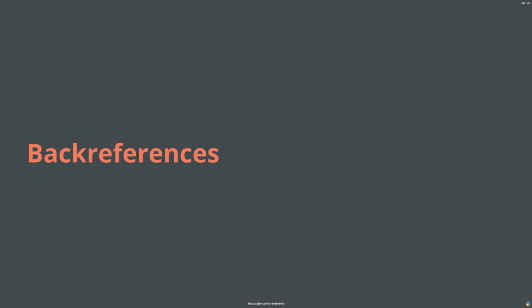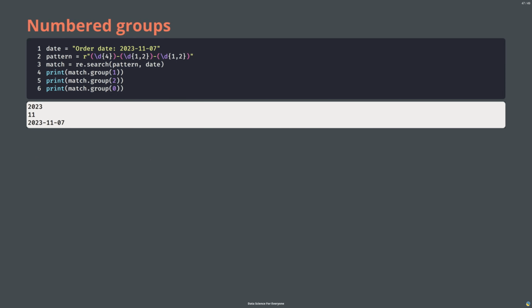Now let's explore how we can refer back to capturing groups within regular expressions using backreferences. Suppose we have a string with the date. We want to extract just the year, month, and day as separate parts. To do this, we wrap the parts of the regex pattern in parentheses, which lets us capture those sections. As we have discussed before, each capturing group gets assigned a number. The entire match is group 0. The first set of parentheses is group 1, the second is group 2, and so on.